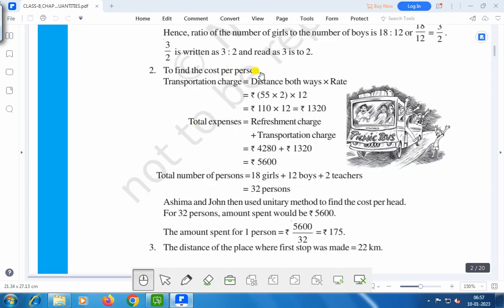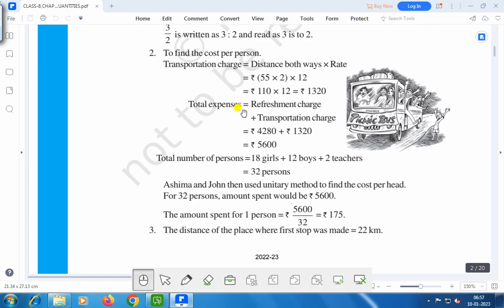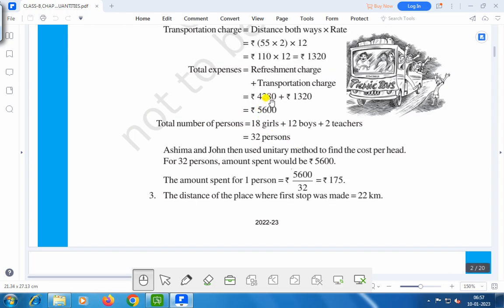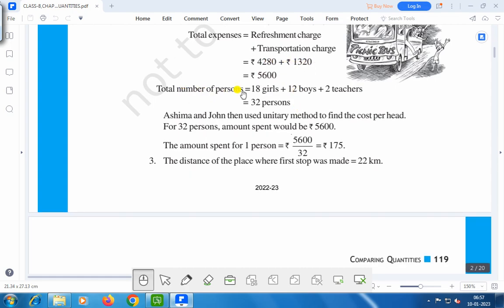To find the cost per person, transportation charge is distance both ways times rate, 55 × 2 × 12, that is 110 × 12, that is 1320. Total expenses is refreshment charge plus transportation charge, that is rupees 4280 plus 1320, rupees 5600. Total number of persons, 18 girls plus 12 boys plus 2 teachers, that is 32 persons.